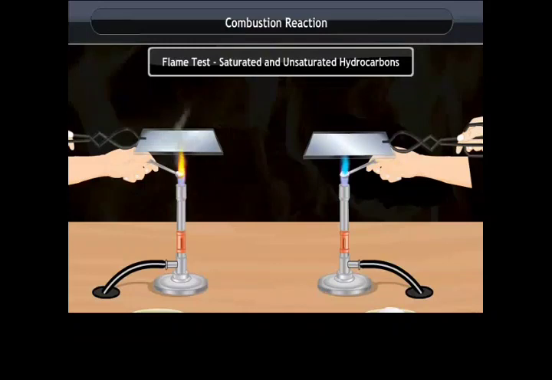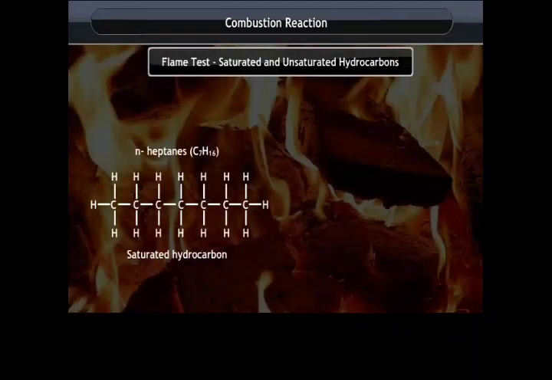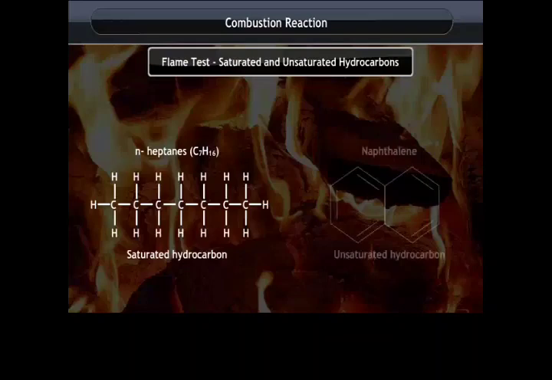Place a plate over the flame. Sooty deposits form on the plate in the burning of naphthalene. From this activity we conclude that saturated hydrocarbons will generally give a clean flame, while unsaturated carbon compounds will give a yellow flame with lots of black smoke.